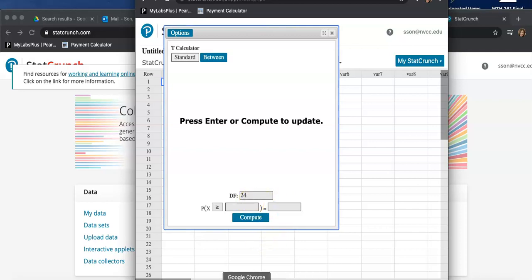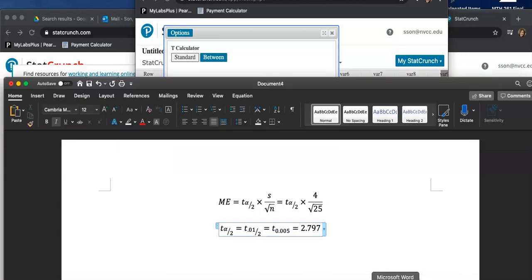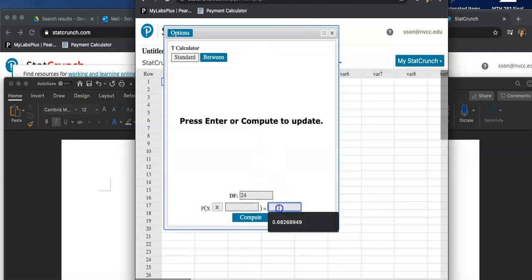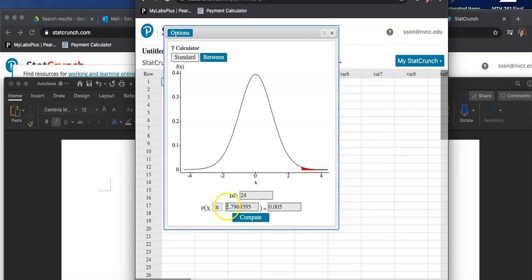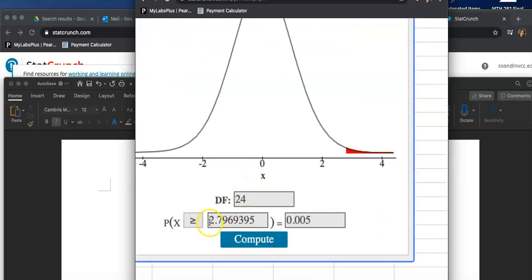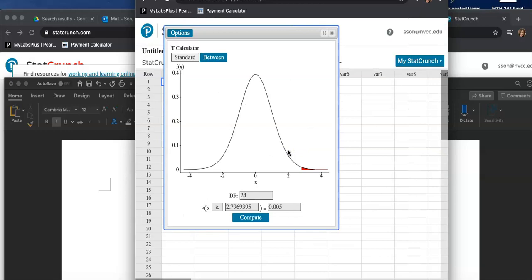I forgot. Hold on a second. Let me go back. We're looking for the t-value, right? So 0.005. We want a t-value that has 0.005 to the right of it or to the left of it. If you do to the left of it, you're just going to get a negative one. But if you go ahead and calculate it now, that looks the same. 2.797 is rounded to 3 decimal places.